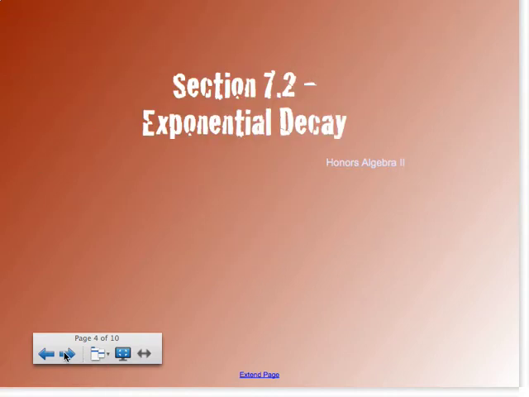What we're going to talk about today is exponential decay. All of us know what decay means. Decay means something's getting smaller and smaller and smaller.